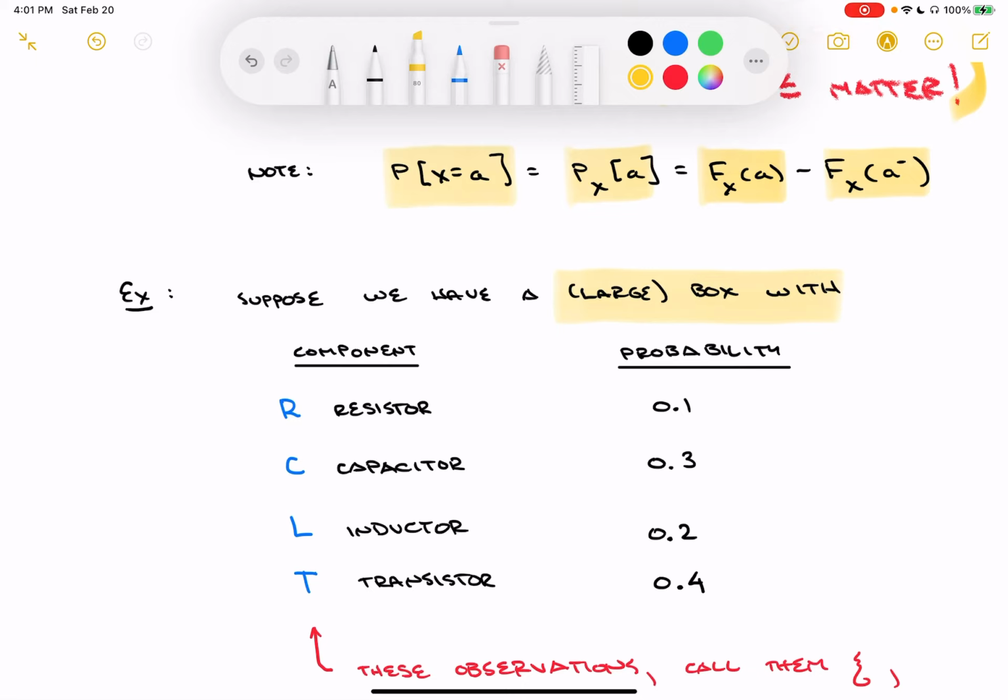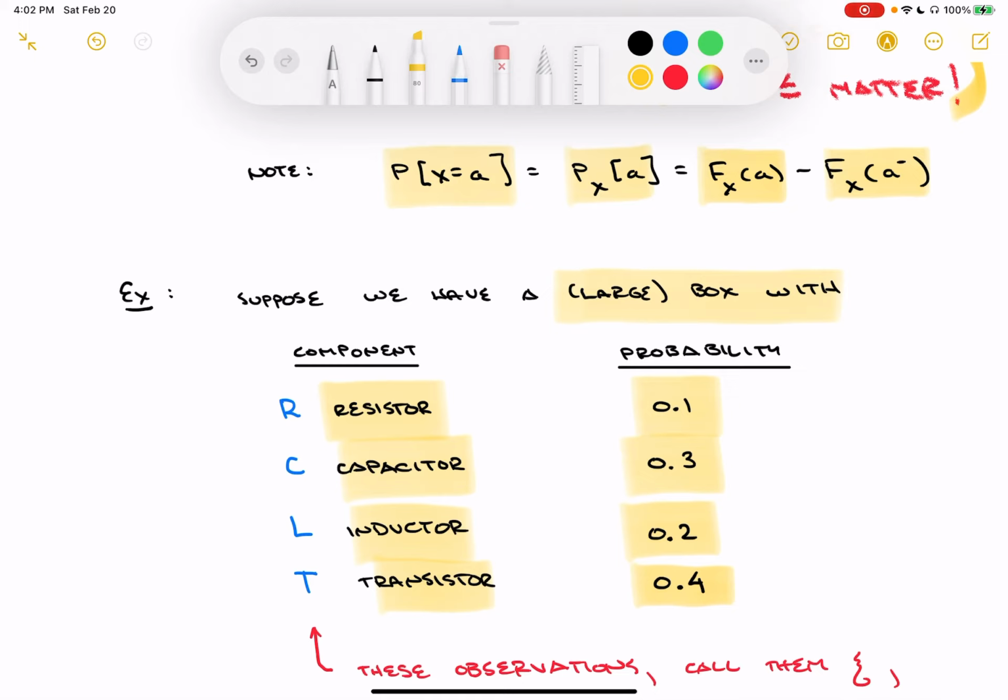And that box we're going to assume has a bunch of resistors in it, capacitors, some inductors, and some transistors, something like that. Now you could just stick your hand in there and pull a component out at random. And we're going to assume for this example that if you swung your hand around in there and pulled a component out, 10% of the time you're going to get a resistor, 30% of the time a capacitor, 20% of the time an inductor, and 40% of the time a transistor.